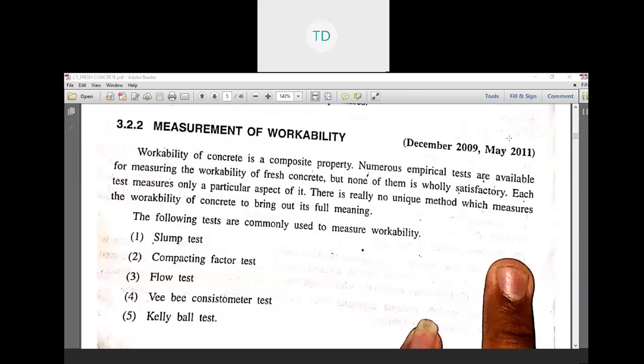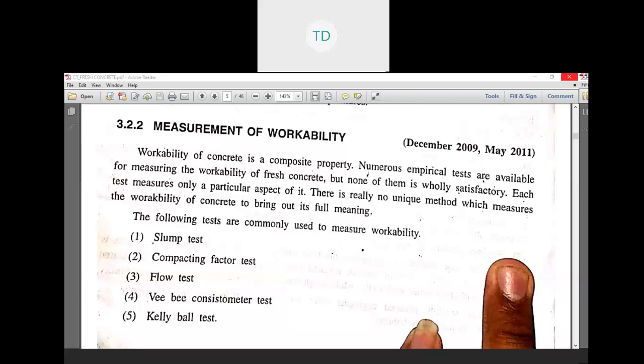In the previous lecture, we started a new chapter, fresh concrete, in which we studied the properties of fresh concrete, its definition, what is fresh concrete, and the factors affecting fresh concrete. In this continued lecture, we are going to study the measurement of workability, and also some tests of workability that confirm the quality of the workability.